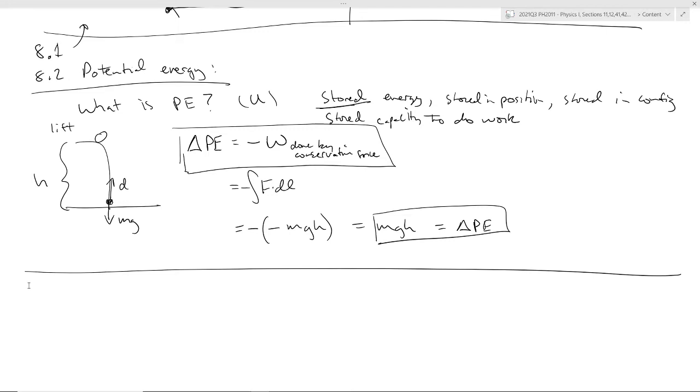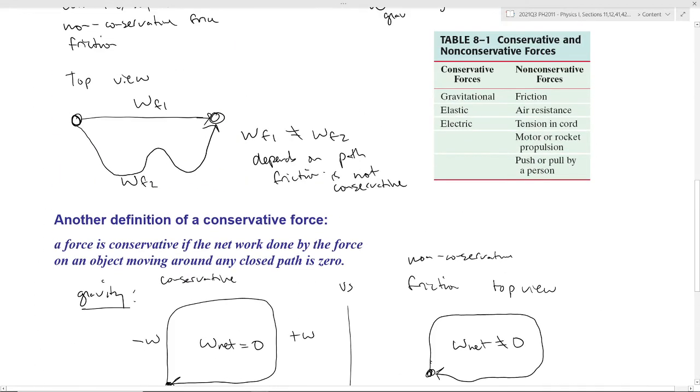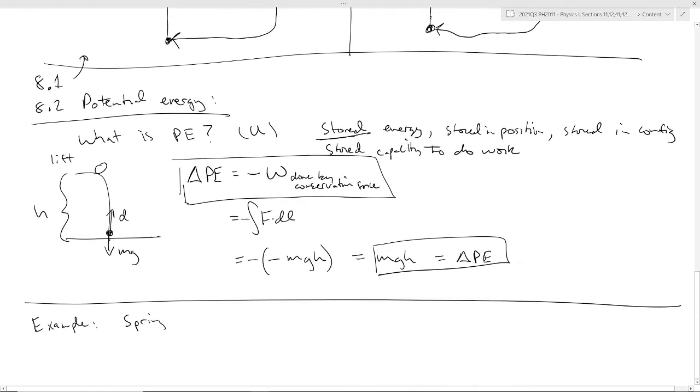So let's look at another really important example, and that's the spring. An excellent system to talk about potential energy is the spring. Is that in our list up here? Yeah, so a spring, something that's elastic. We'll just add it to the list here too.